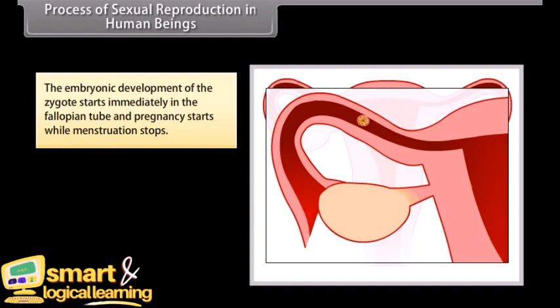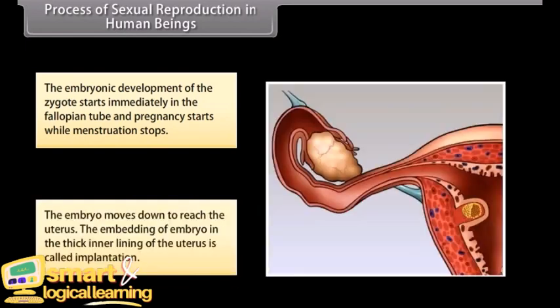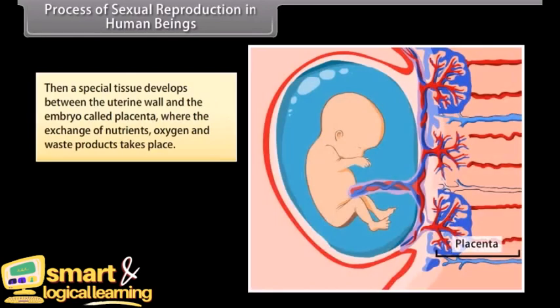The embryonic development of the zygote starts immediately in the fallopian tube, and pregnancy starts while menstruation stops. The embryo moves down to reach the uterus. The embedding of the embryo in the thick inner lining of the uterus is called implantation. Then, a special tissue develops between the uterine wall and the embryo called placenta, where the exchange of nutrients, oxygen, and waste products takes place.